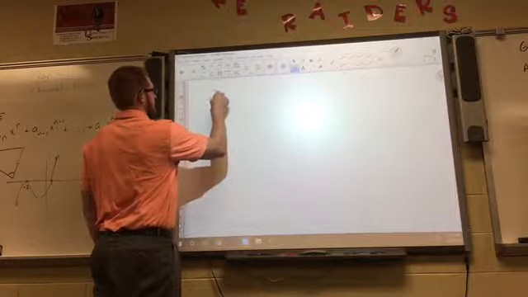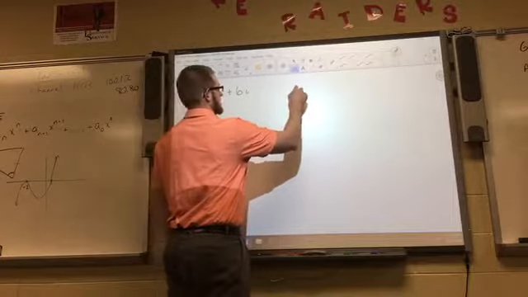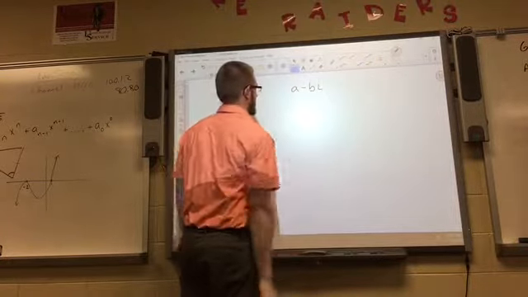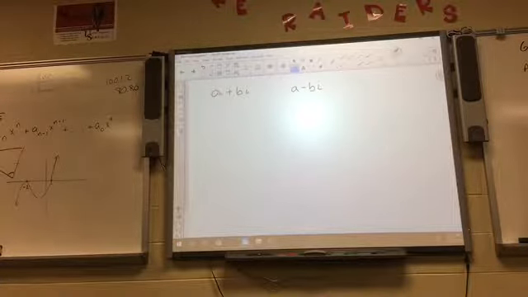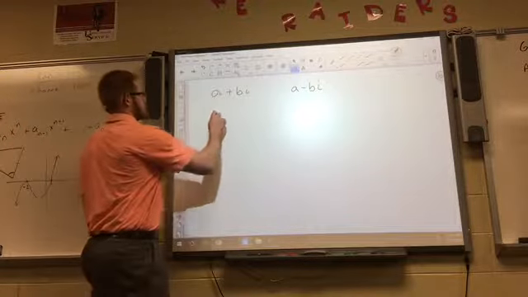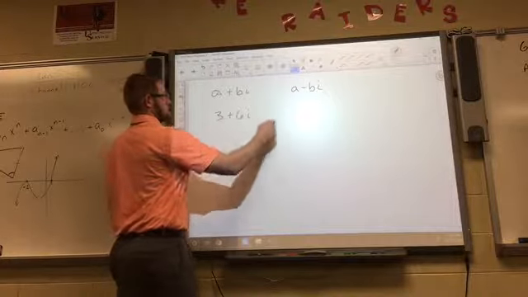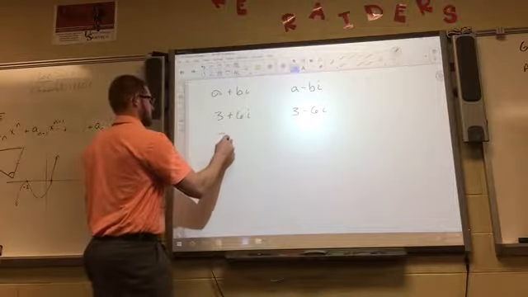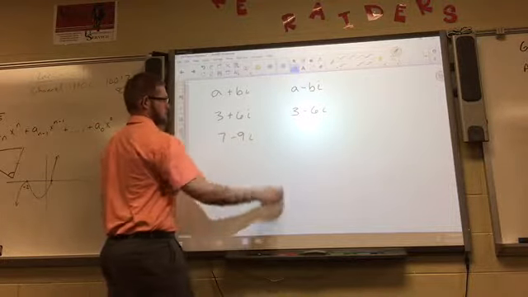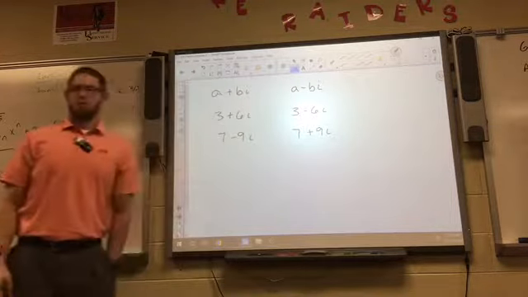The standard form of complex conjugates: if I have a plus bi, its complex conjugate is a minus bi. The difference between those two is the subtraction or addition sign, right? So if I have 3 plus 6i, its complex conjugate is 3 minus 6i. 7 minus 9i and 7 plus 9i are complex conjugates of each other.